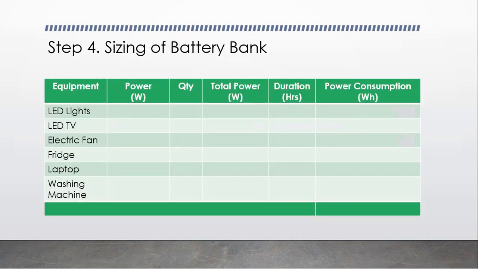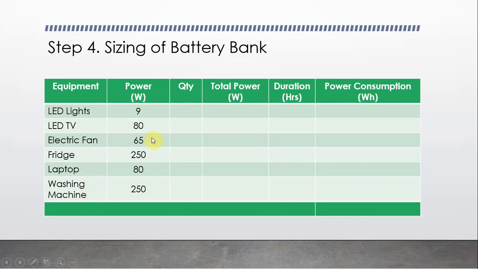Now to size, step number 4, to size the battery bank. Sizing the battery bank involves load analysis on the appliances you want to run on batteries. So in here you list down all the electrical equipment in your house, and for example, suppose we have LED lights, LED TV, electric fan, a fridge, laptop, washing machine.